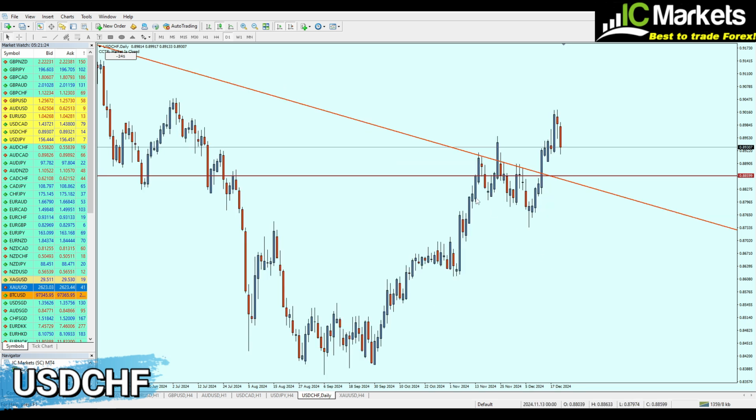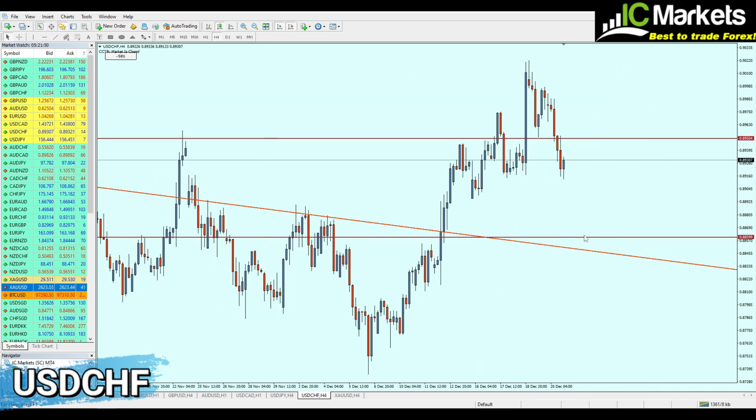Now, where exactly can we sell this pair? In my opinion, the best level to sell at all will be right here, at the same level of a previous resistance and the nearest level of a resistance to this bearish breakout candle. Now, of course, this is the daily chart. Let me now move to the 4-hour time frame. Now, here is the 4-hour time frame.